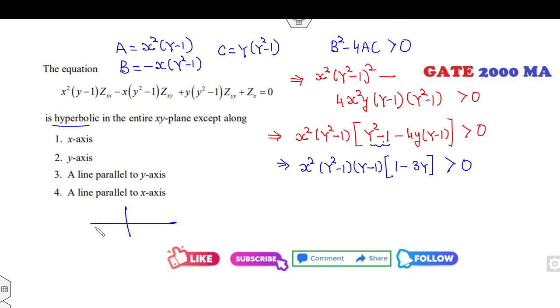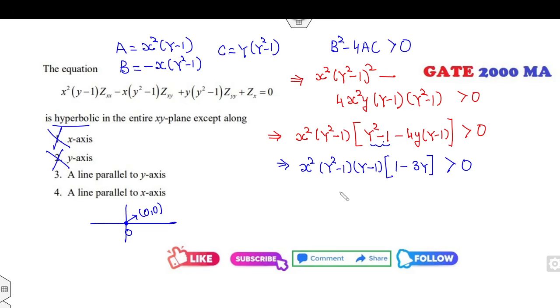The x-axis is only this line. So clearly 0 will also pass. But once x is 0, if you substitute it, it will never be greater than 0. So the first option is cancelled. Fine. If you look at the y-axis, this point is 0, 0 again. So if you look at 0, 0, again this number will be 0. Fine. Now look at this third case.